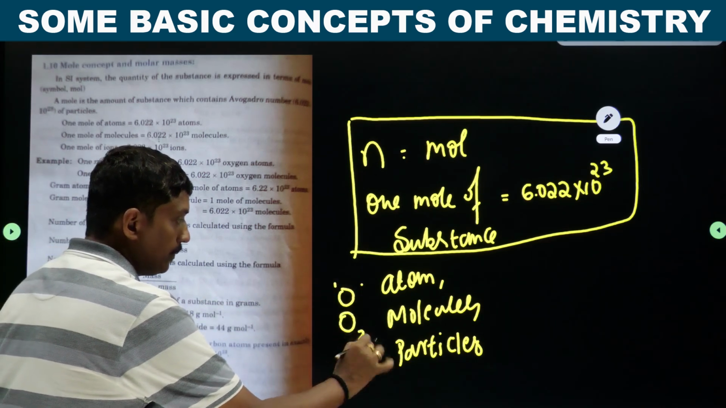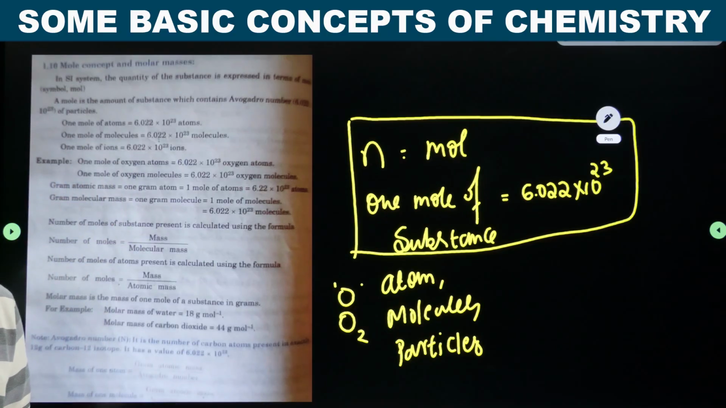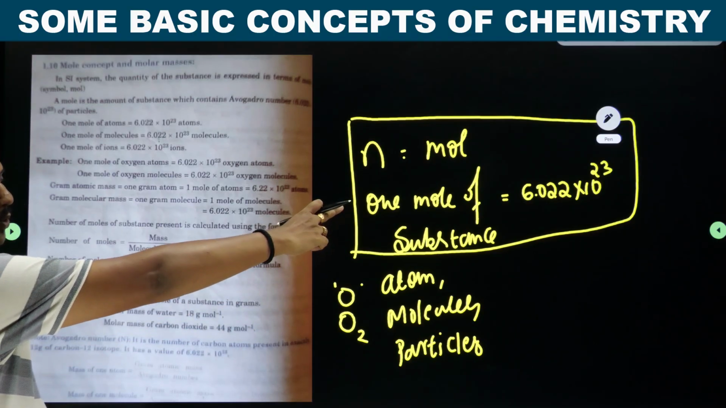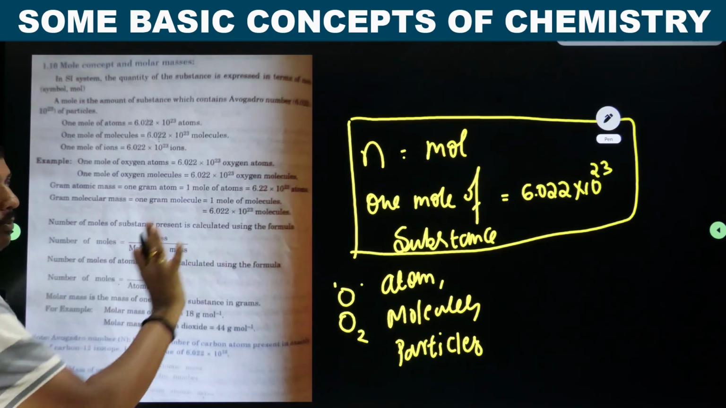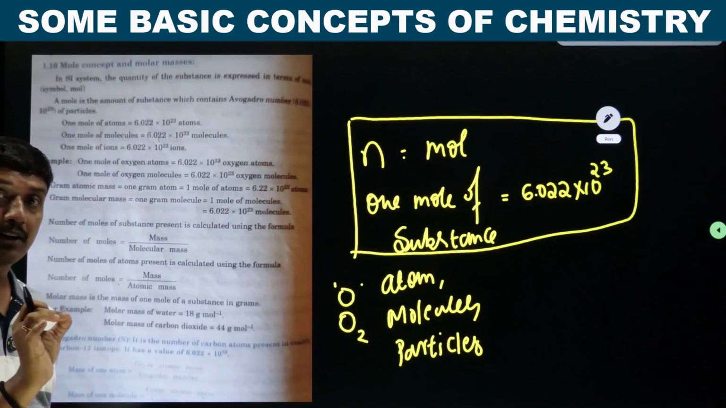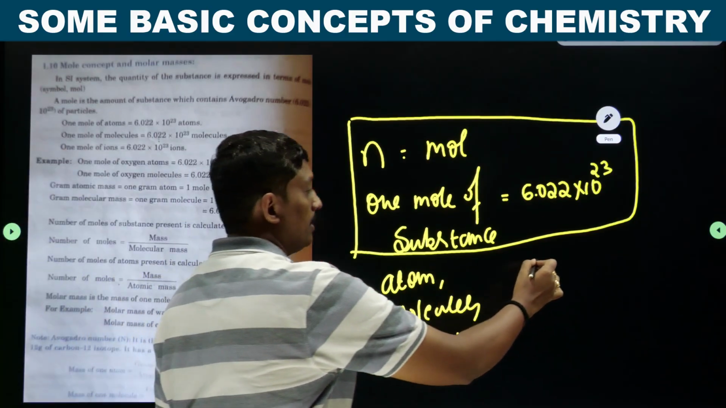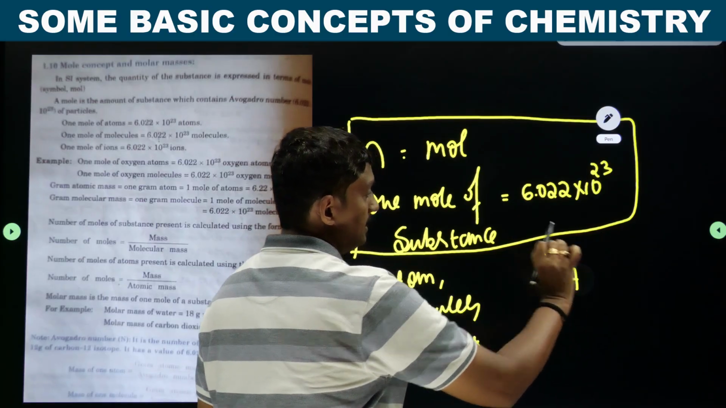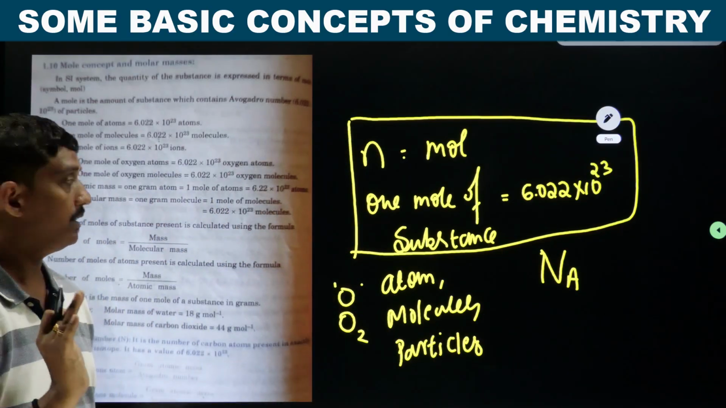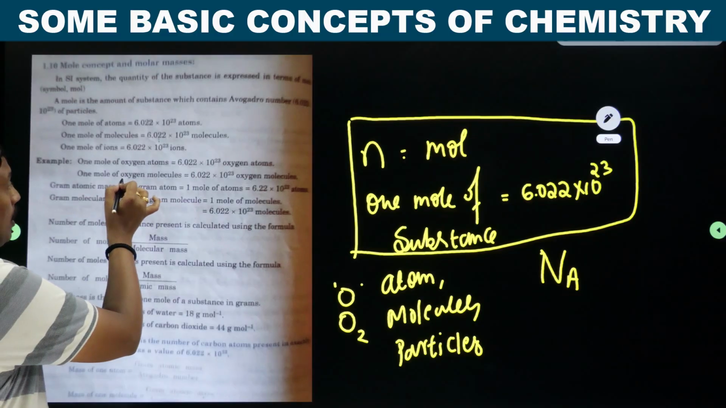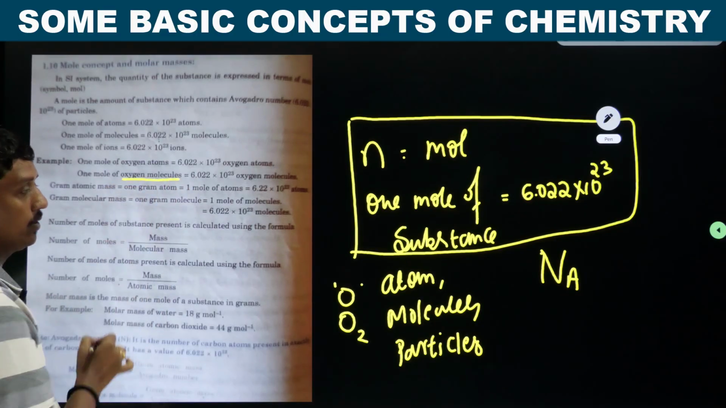Oxygen molecule means O2. If I say 1 mole, it should come to your mind that it is equal to 6.022 into 10 to the power 23 atoms of oxygen. That number is called Avogadro number. It is written as Na. And 1 mole of oxygen molecules are given.